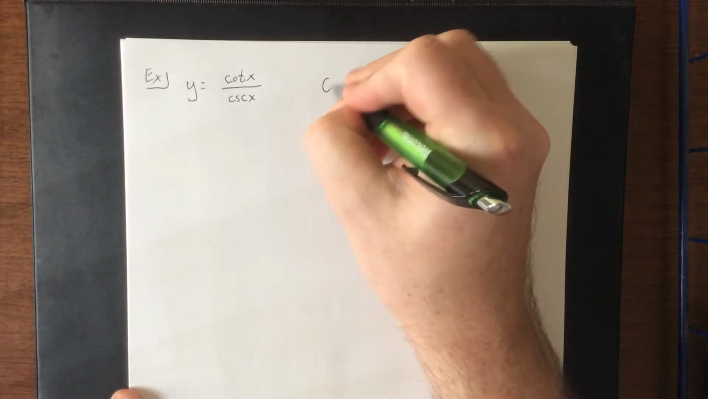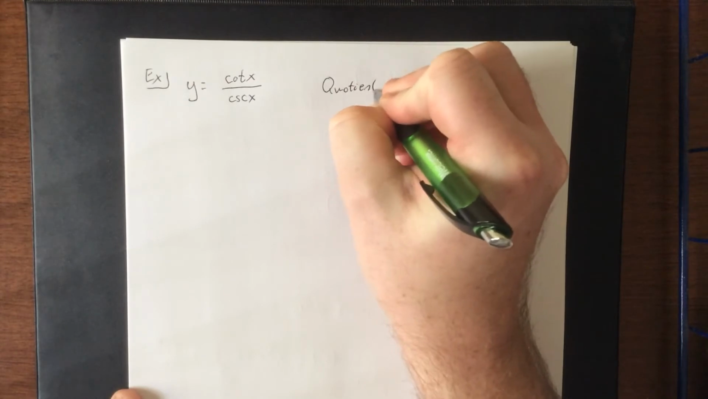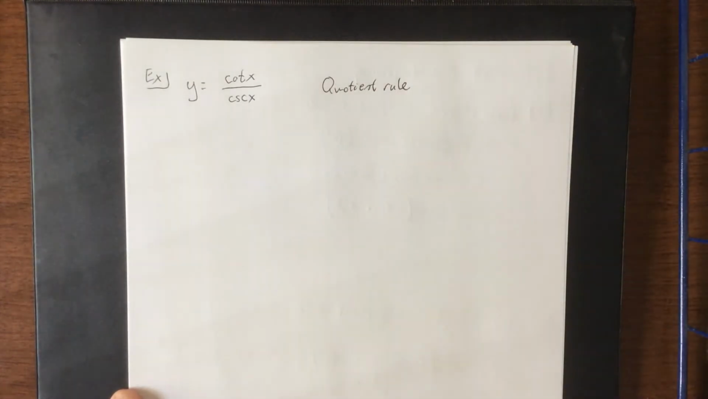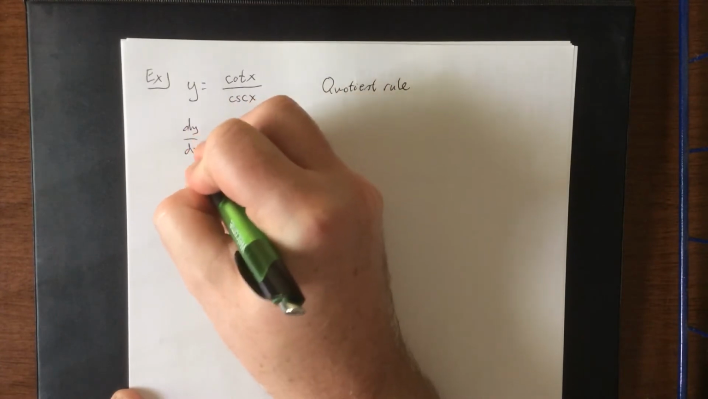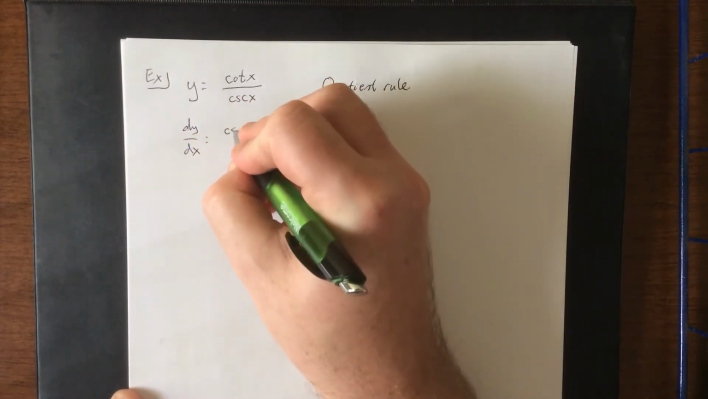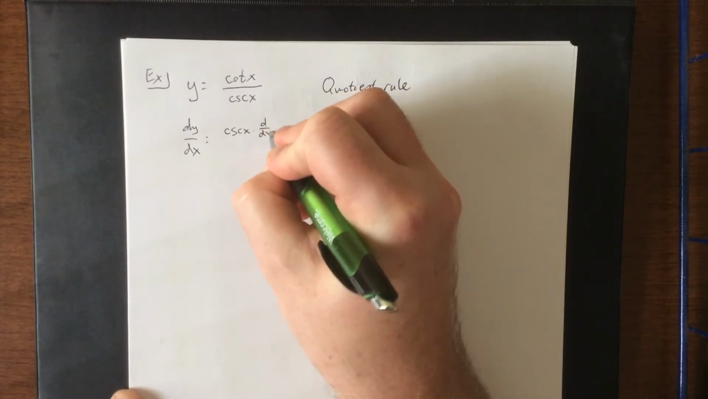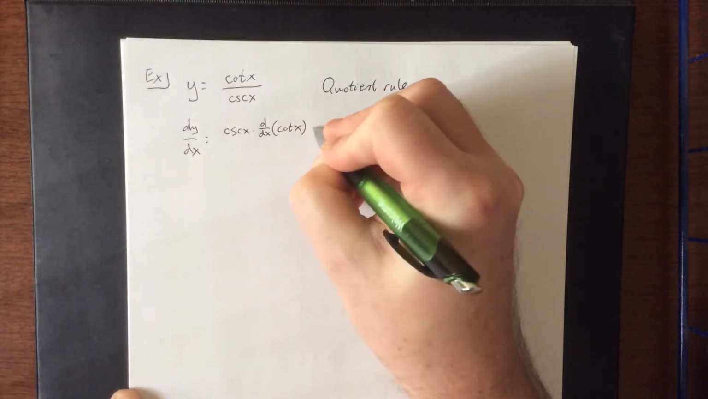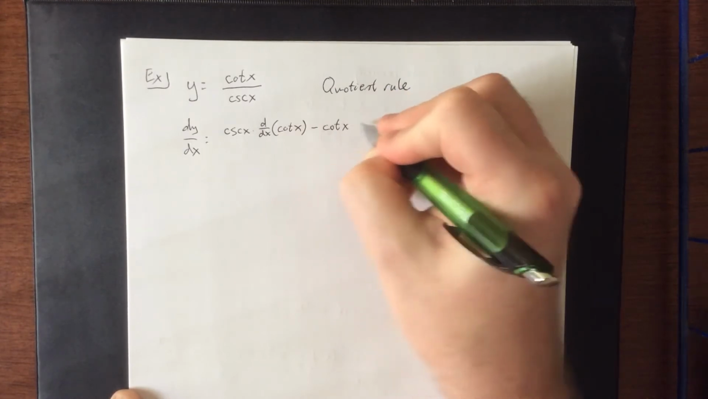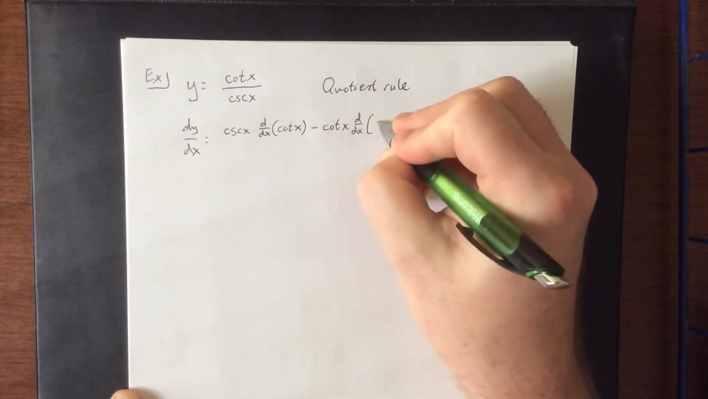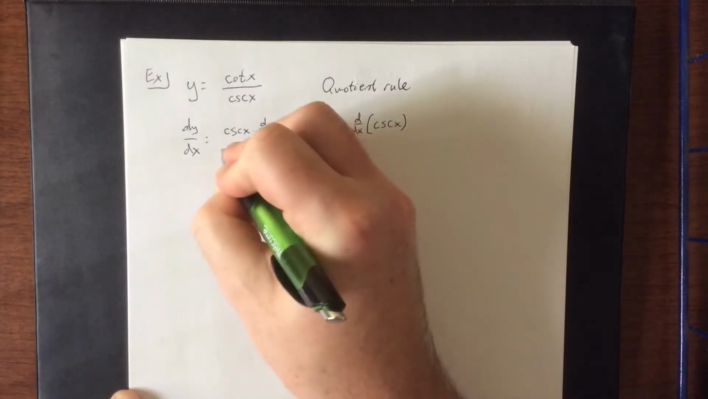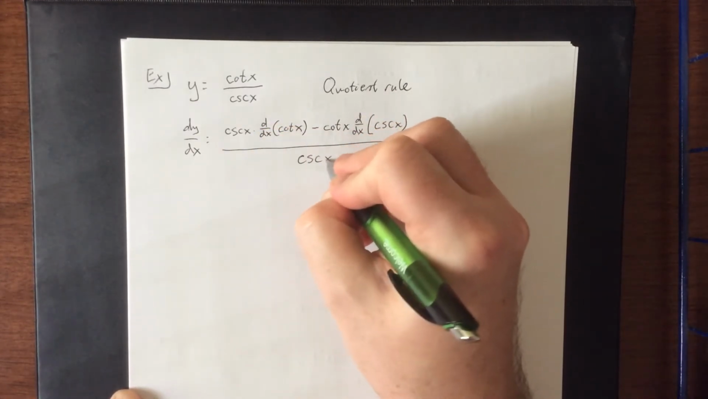And finally, one more example. For this, we'll go to the back of the sheet. The function that we have is y equals the cotangent of x divided by the cosecant of x. Now, written in its current form, this would be considered a quotient, so let's proceed by making use of the quotient rule. So, same as what we saw on the last example, this will be low d high less high d low over the square of what's below.